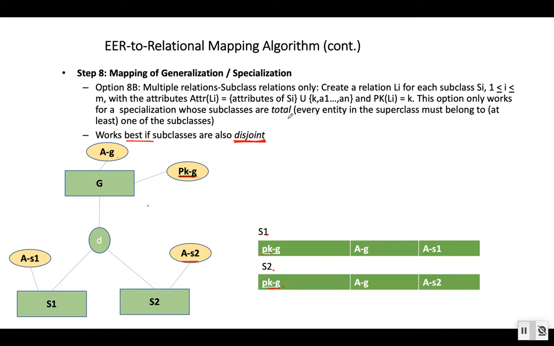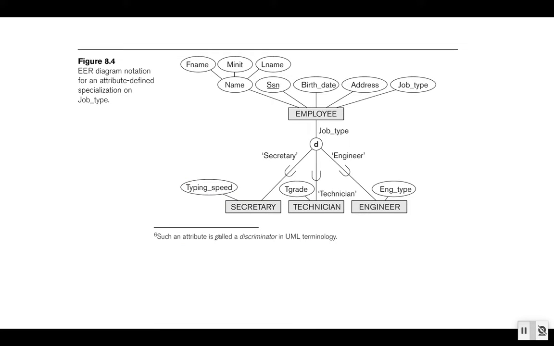Now let's see using option B. If the specialization is disjoint, in that case I can also implement option B. In this option I am going to create relations only for the subclasses. Let's see how it will look.